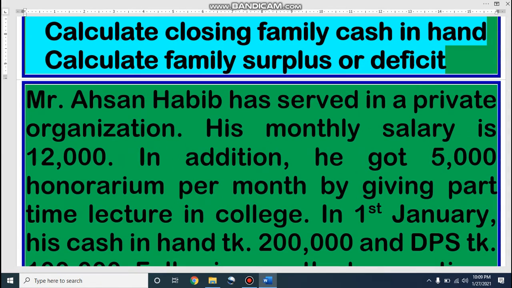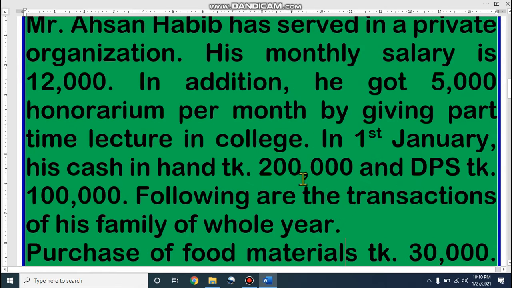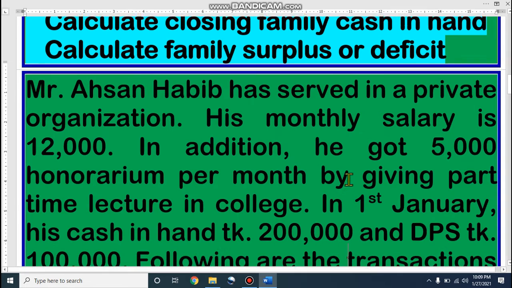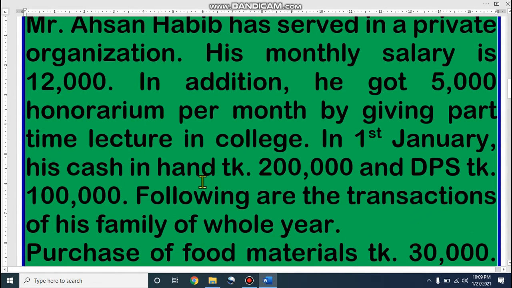his monthly salary, that means this is his received monthly salary. We are doing accounting for 1 year, so 12,000 per month, that means 12,000 into 12, then it will be his monthly salary. This will be received, and in addition he got 5,000 per month, 60,000 as a lecture fee for giving lectures in a college. Yes, he has another receipt, cash in hand 2 lakh taka. This is his opening money. He has this money, so these are the receipts. In the whole math we have 3 receipts: honorarium, cash in hand, and salary. And DPS is not received because this money is in the bank.